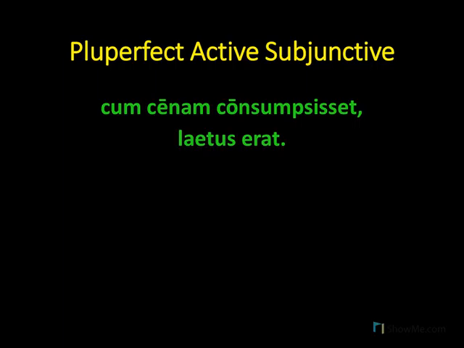Now, you might recognize that this sentence uses a cum clause, which starts with the word cum and ends with the word consumsisset. The verb of this clause is consumsisset, and there is no stated subject of this clause, so we'll imply it from the verb, consumsisset. Cenam is a direct object in the accusative case.